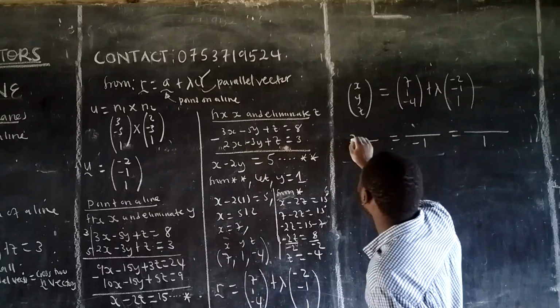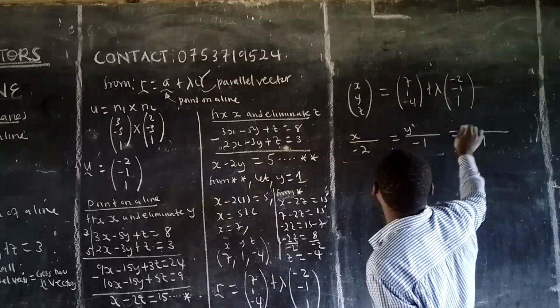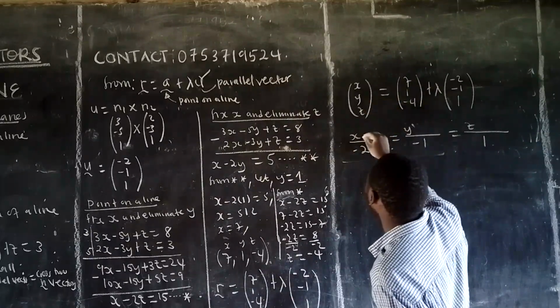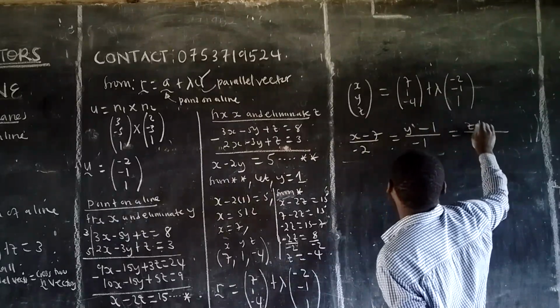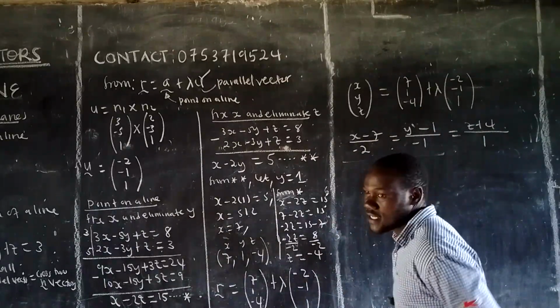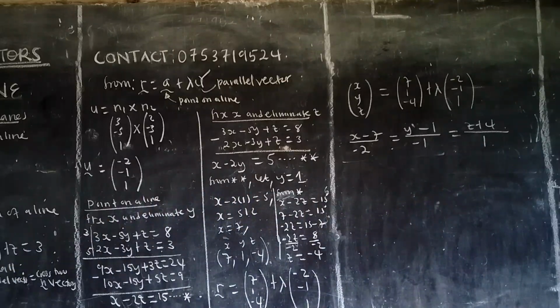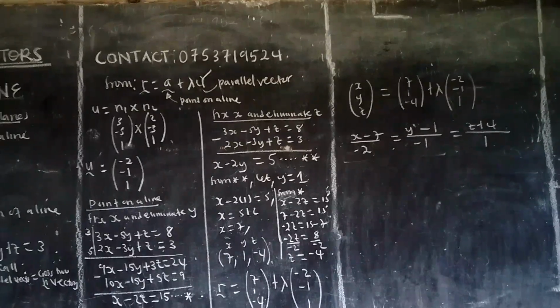Now you have x, you have y, you have z. For x, this comes this side, so x minus 7. This comes this side, y minus 1. This comes this side, z plus 4. And that is our Cartesian equation of a line. That line is now the point of intersection of a plane.